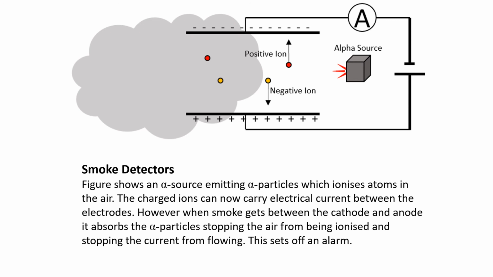So in the diagram you can see the alpha source. That alpha source is producing alpha particles which ionize the air, making some molecules in the air positive. This will cause them to move towards the negative plate, and so we have an electric current.